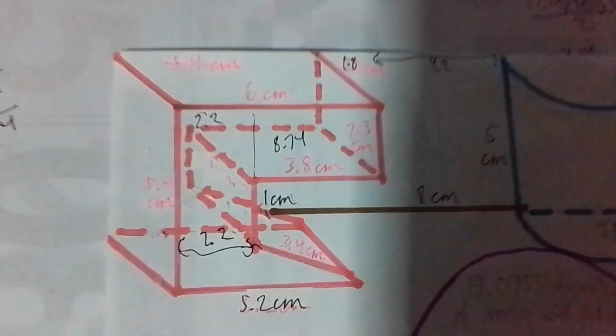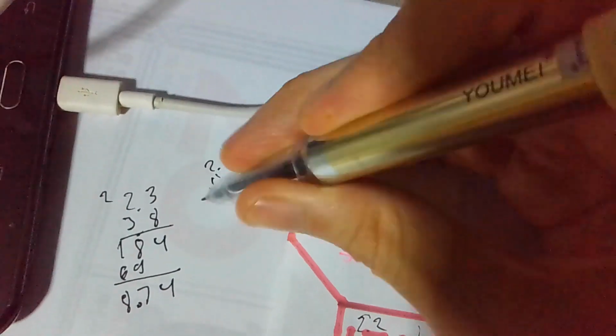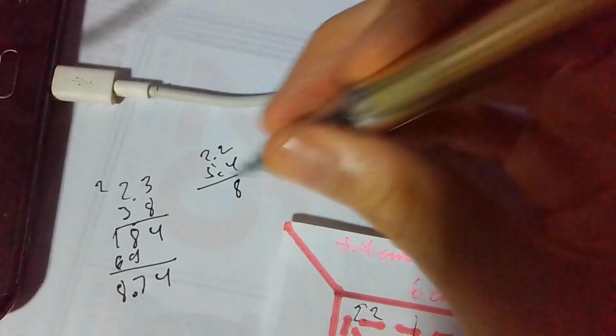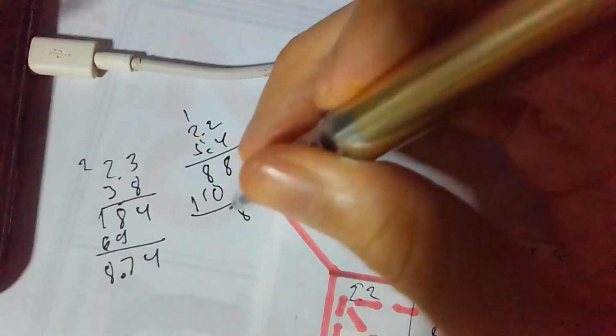Yan. Now, we can do 2.2 times 5.4. And 2.2 times 5.4 is very easy. 4 times 2 is 8. 4 times 2 is 8 again. This is 10. 110. So therefore, it's 11.88.